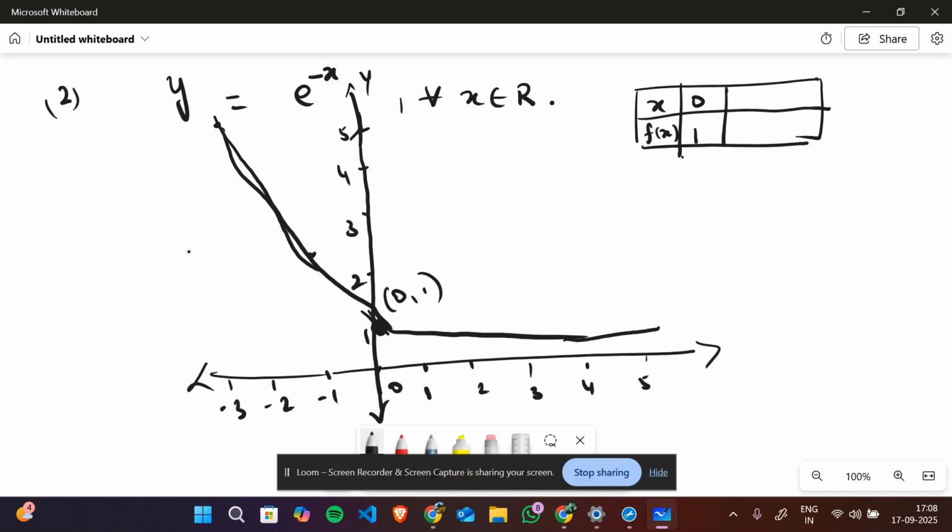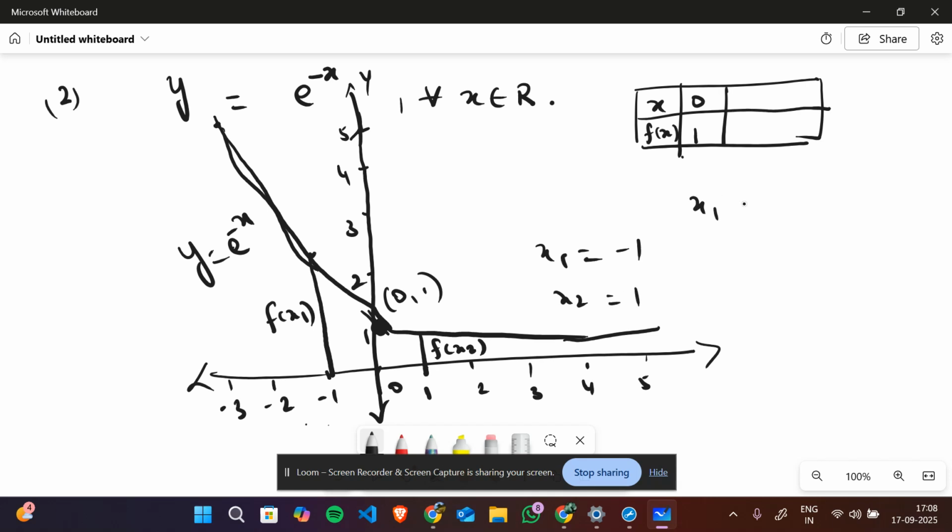So now let us consider x1 to be minus 1 and x2 to be 1. So this is your f of x1 and this is your f of x2. So x1 is equal to minus 1, x2 equal to 1. Obviously, x1 is less than x2. But look at the diagram, your f of x1 will be greater than f of x2. Hence, this is an example of a decreasing function.